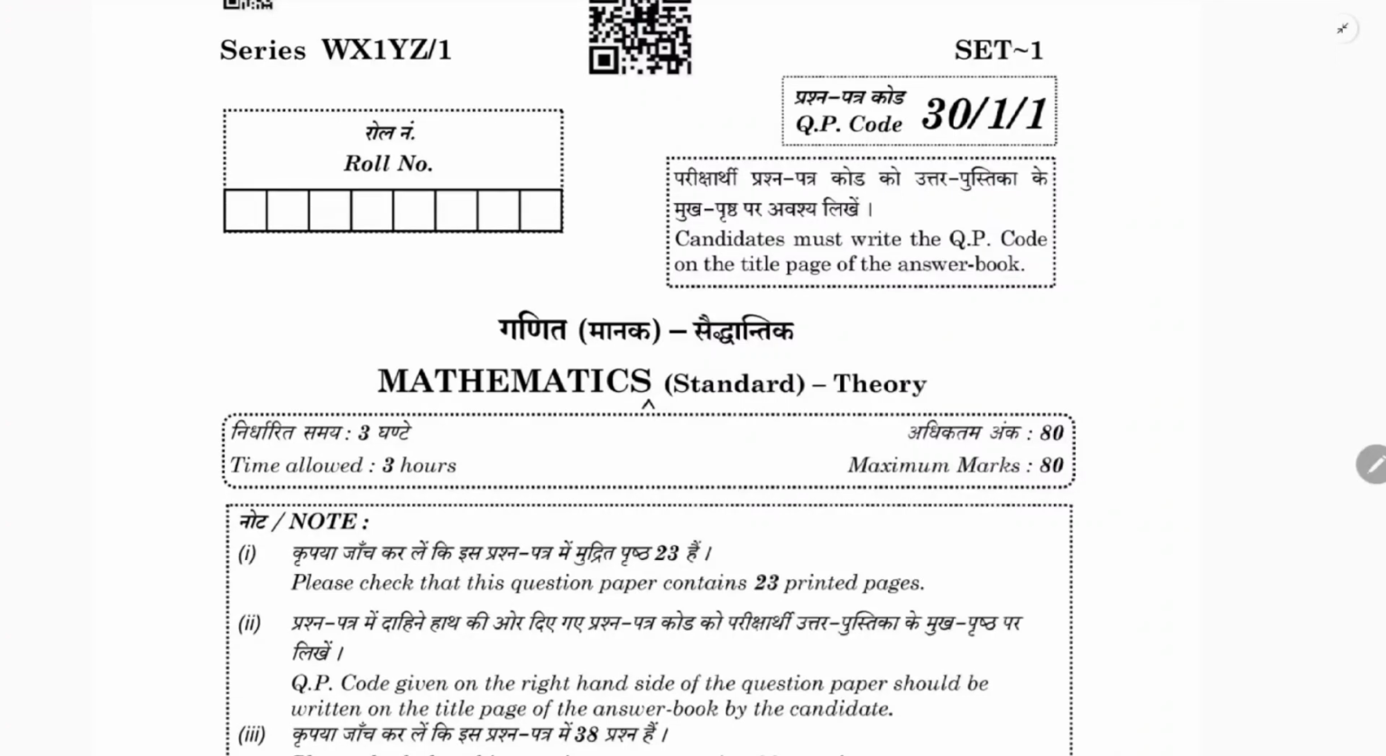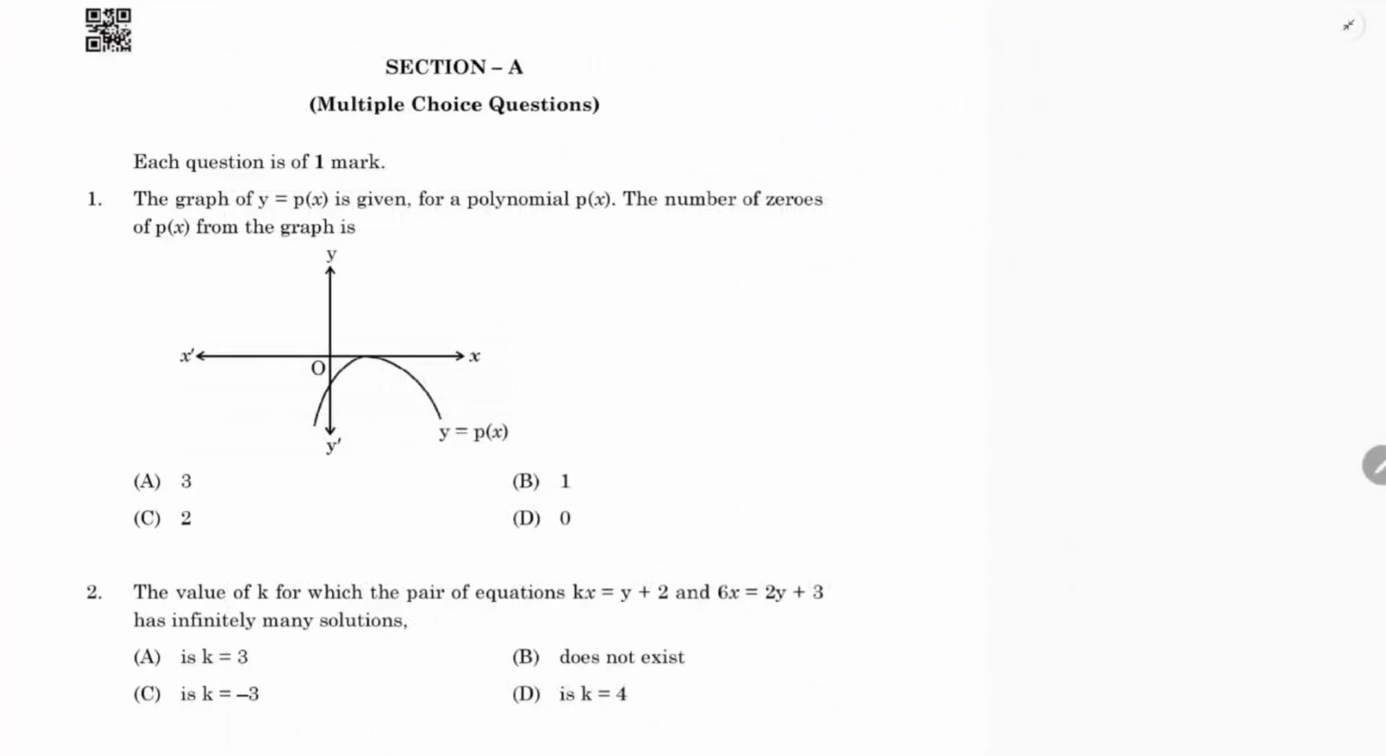2023 CBSE Mathematics Standard Paper. In this video, I'll explain 1 to 18 multiple choice questions. Each question carries 1 mark. The set code is here. Question paper code 30/1/1 SET-1 2023. So here now, the first question is, each question is of 1 mark.